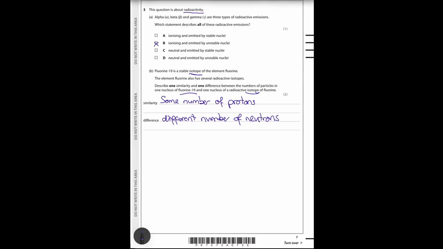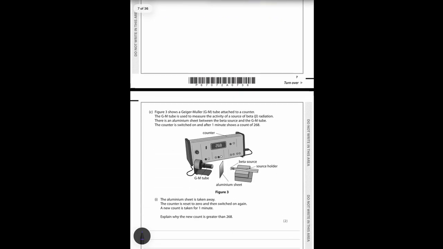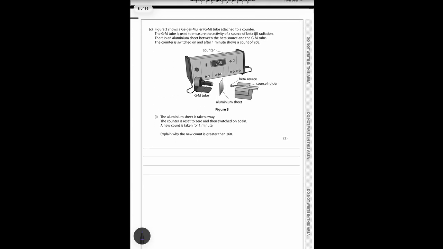When I see the word isotope in any question, I know that this is the thing I care about, the thing they're testing me on. Okay, so again, reading this question, you've had a go at this one by now, hopefully. So reset to 0, explain why the new count is greater than 268.